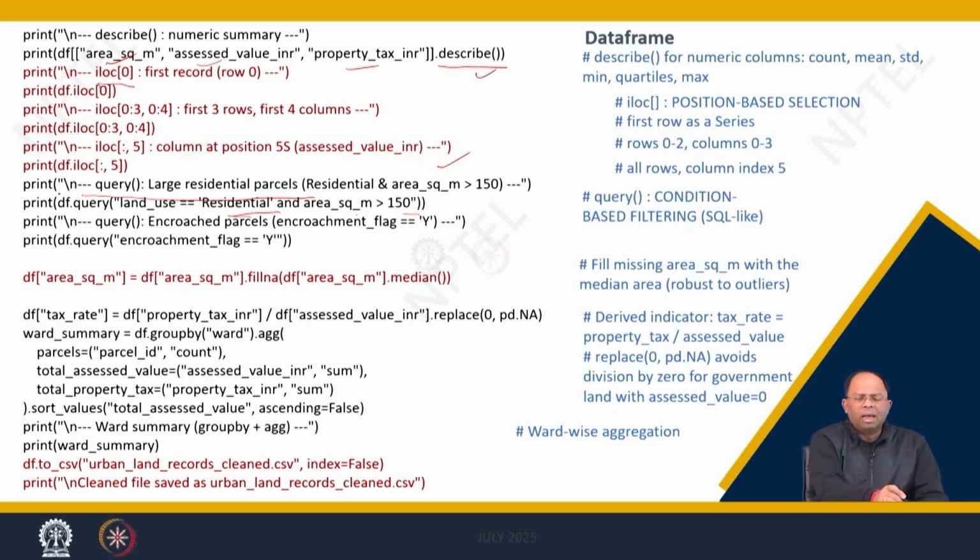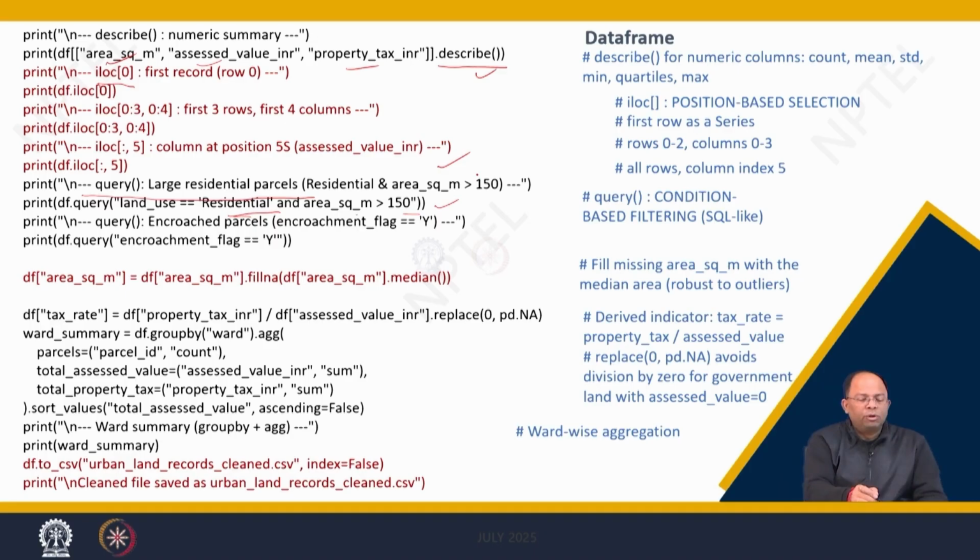So first I'm just printing. If you don't even print anything, it doesn't matter. You can just directly type df.query within print, of course, land use equal to residential and area underscore square meter is greater than 150. So it's like a query kind of conditional statement, and when you do that, you will get only those values which satisfy this particular condition.